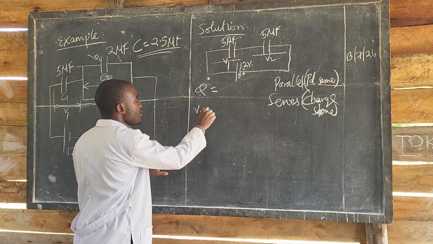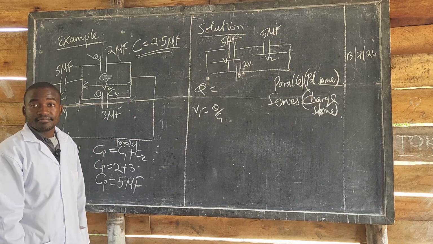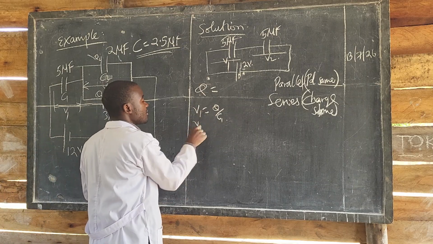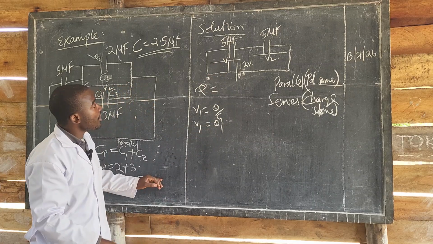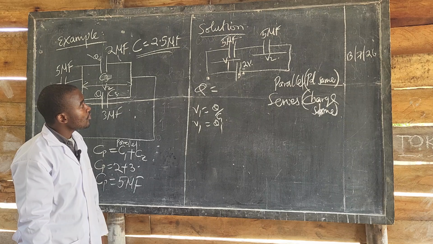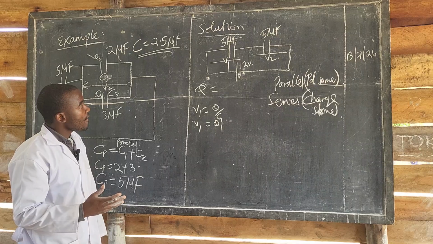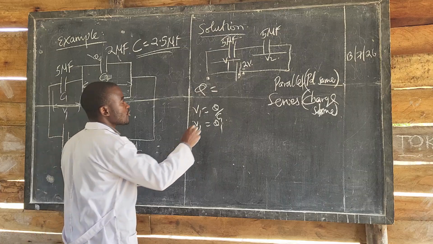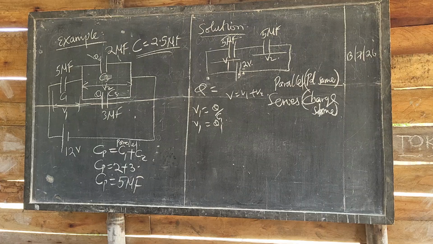V1 is going to be Q over C1. So V1, we do not know, but Q is what we are looking for. Do we know V1? We don't know. Even Q. $12 is the total that we can get from V equals V1 plus V2. So we need some charge there.